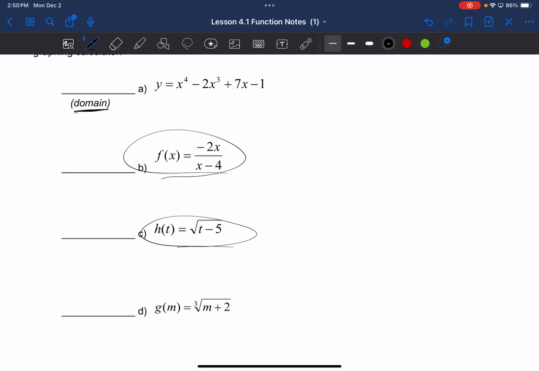So domain, that's left and right, right? Is this thing ever going to stop going this way? Is it ever going to stop going that way? So it's everything except this area right here. So what number?